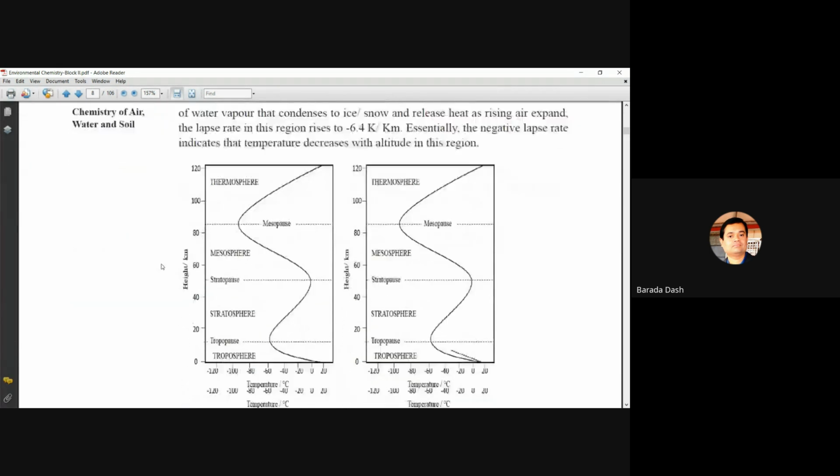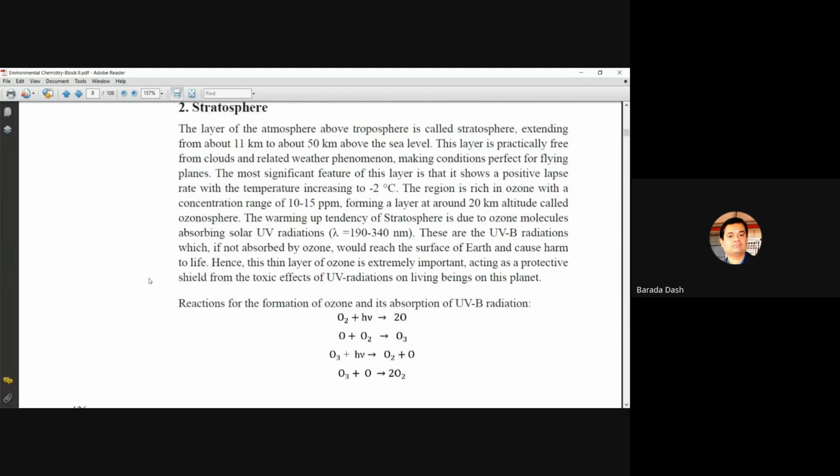Next is the stratosphere. The important thing in the stratosphere is that about 30 kilometers above the Earth's surface there is a region called the ozonosphere. The ozonosphere is the region in which ozone is present at a concentration ranging from 10 to 15 ppm. So in the ozonosphere, which is in the stratosphere, about 20 kilometers above the Earth's surface, ozone is there at a concentration of about 10 to 15 parts per million.